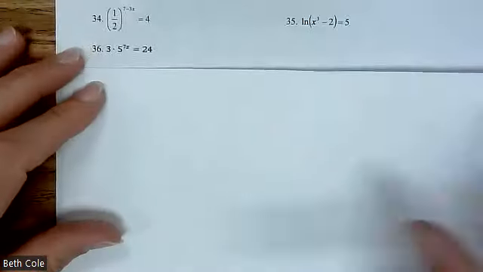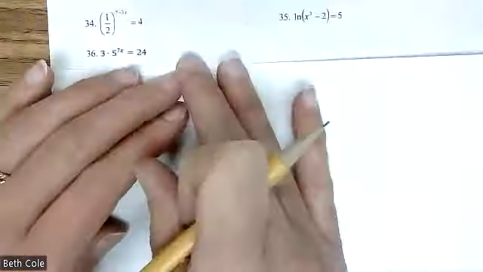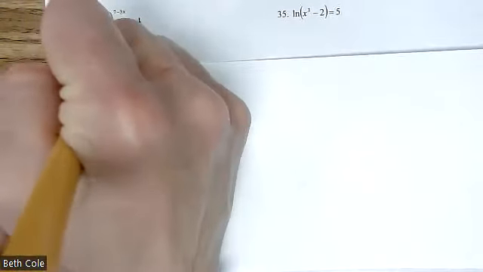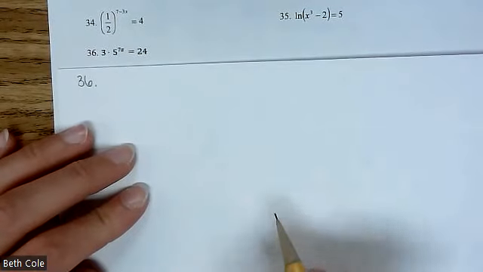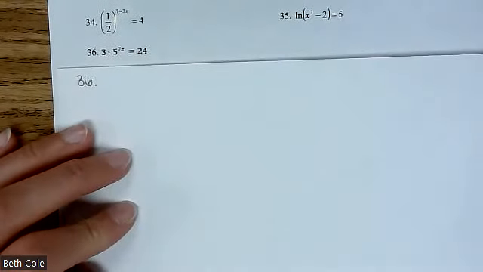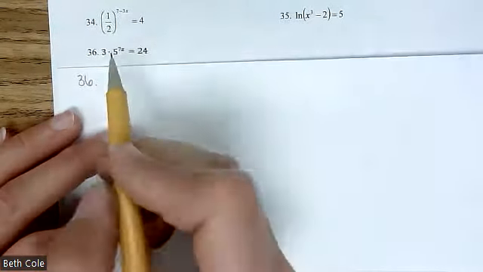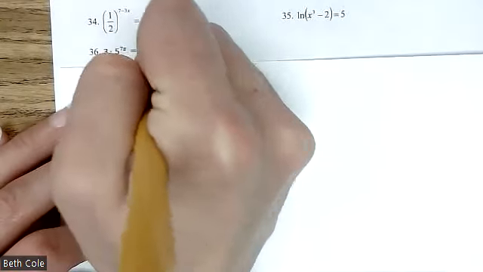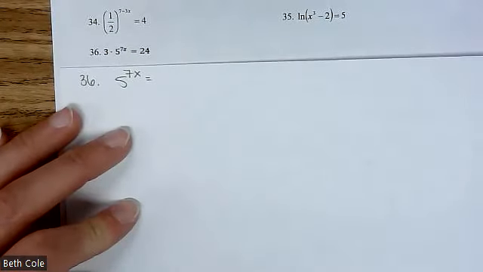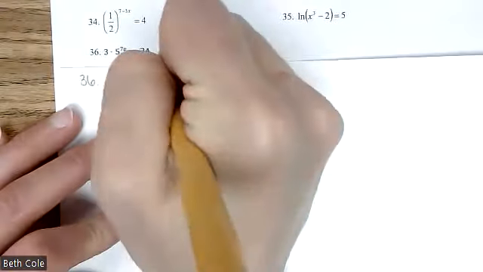All right, 36. I'm not stuck yet. Shh. I'm not stuck yet. What would we need to do with this 3 out front? Divide both sides by 3. The 3 is being multiplied, so we're going to divide. You would have 5 to the power 7x equals 24 divided by 3. 8. Good.